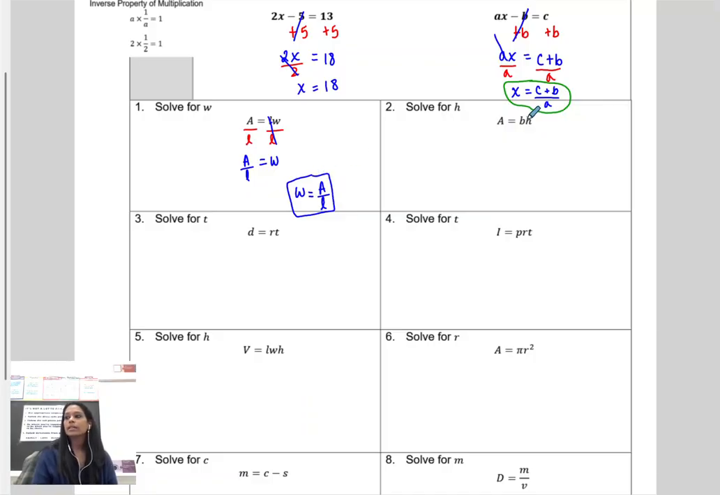Okay, for this one, I'm solving for H, same thing, right? I'm just going to divide both sides by B. So you just have H by itself. So you have H equals A over B.